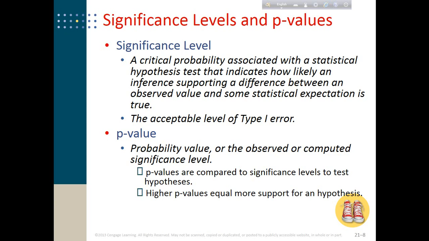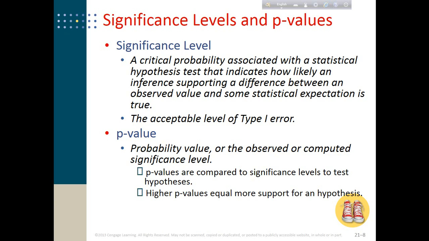Now what is this significance level, or this critical probability? The significance level is a critical or preset probability of how likely a statistical inference that we make by a hypothesis is true. What does it mean? Let's say that you make a hypothesis that average income of male equals average income of female. This is your statistical expectation. Now, significance level is a preset probability of how likely this inference or this statistical expectation is true.